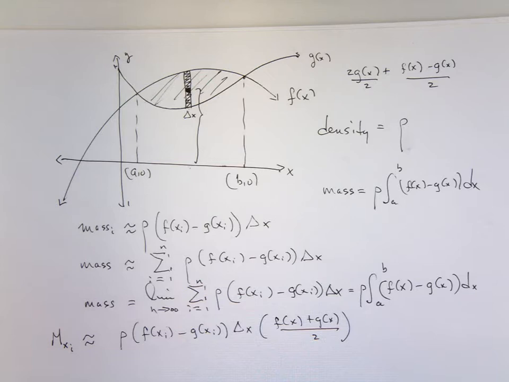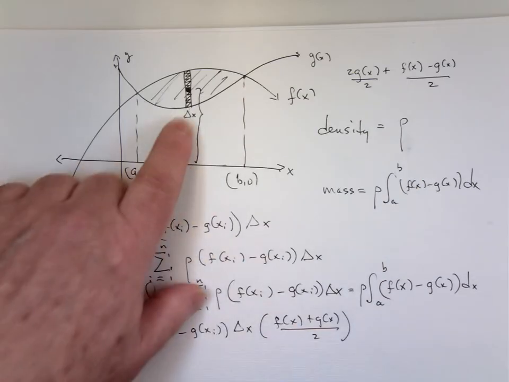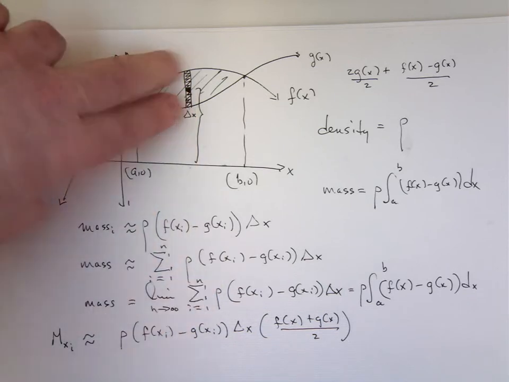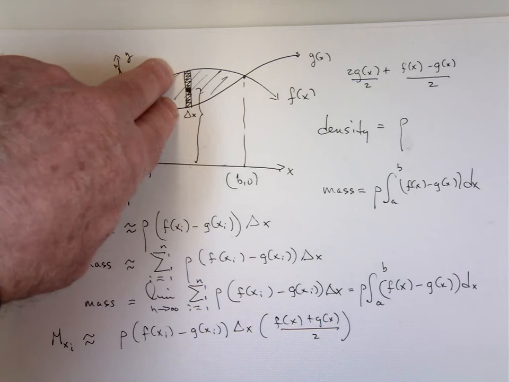But what these guys were thinking works. They were thinking, okay, start at the bottom and add half the distance. That's reasonable. But it does simplify to f of x plus g of x over 2. That's how you find the midpoint between two other points. Add them up and divide by 2.